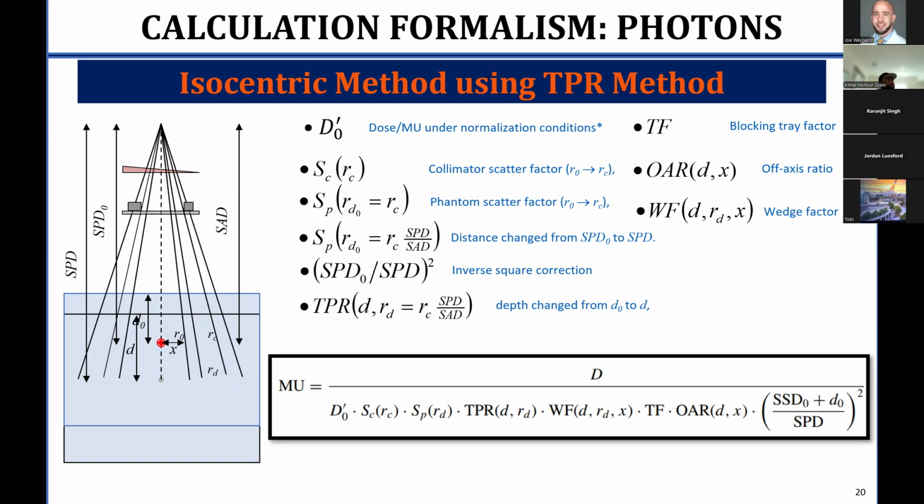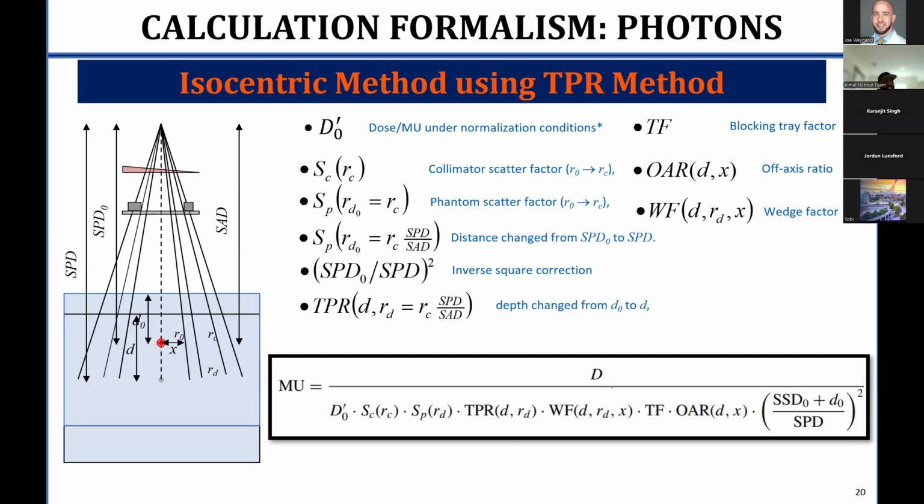There are two formalisms with respect to photons that we can use to calculate the MUs. You have the isocentric method using the TPR, as well as the SSD method. Now, just to briefly go through this, MU is equal to the prescribed dose divided by this here, which is the dose per monitor unit under normalization conditions. Understand that you have to convert the dose from reference conditions to normalization conditions. You could either use the TMR for the isocentric method, or you can use the PDD for the SSD method. I'm going to demonstrate with some examples, so don't worry about it.